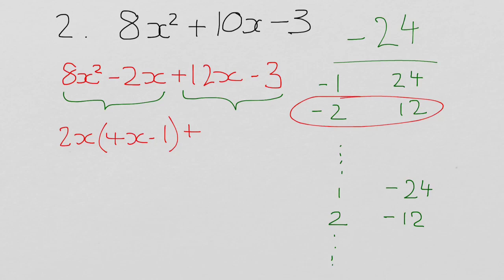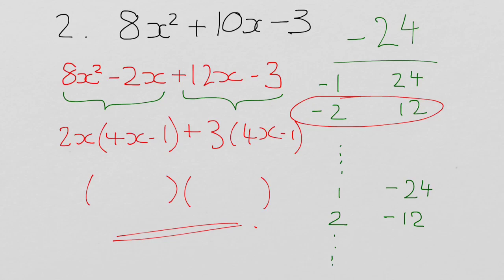plus, and on this side we should have 4x minus 1 in brackets as well, but let's check that that works. So 3 goes into both of them, that's the common factor. 3 times 4x is 12x, 3 times minus 1 is minus 3, so that's correct. Then all you do is you're going to have 4x minus 1 in your first set of brackets, and then in the second set you put your 2x plus 3, and that would be your final answer.